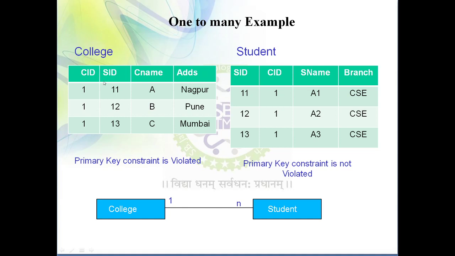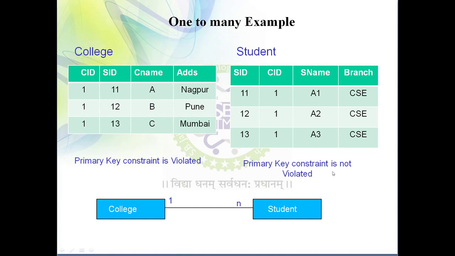Now what is the next choice? Our next choice is to add college id attribute to the student table. And now we have to check whether it violates primary key constraint or not. Suppose student id is 11, college id is 1, student id is 12, college id is 1, student id is 13, college id is 1. So in this case college id attribute is repeated, but what is the primary key for the student table? Student id. Whether it is repeated? No. So it's okay. Here primary key constraint is not violated.